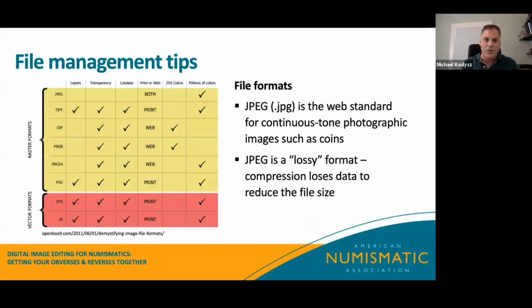Just a few things about file formats. JPEG is the web standard for continuous tone photographic images such as coins. JPEG is a lossy format. It means that it's a compressed file which loses data to reduce the file size. So that's something to be aware of. I'm not going to go into technical things. It's a little bit beyond the scope of what we're doing here, but I wanted you to be aware of the different file types. Some are for print only, some are for web, some are for both. So JPEG for web, photographic images is the standard.